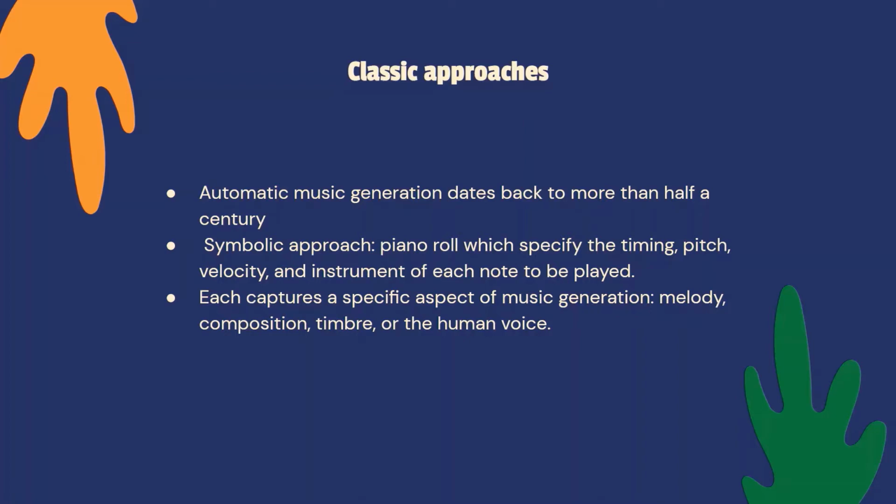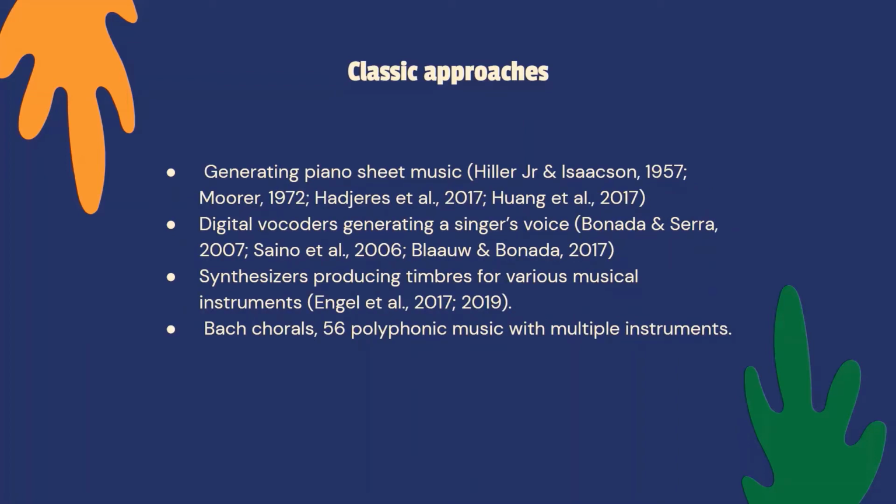Automatic music generation dates back to more than half a century. Major contributions were made to the symbolic approach. For example, a piano roll specifies the timing, pitch, velocity, and instrument of each of the notes to be played. Each captures a specific aspect of music generation, for example, melody, composition, or the human voice. Here are some of the major contributions that have been made to the symbolic approach. But from here on, we will discuss neural networks in music generation.